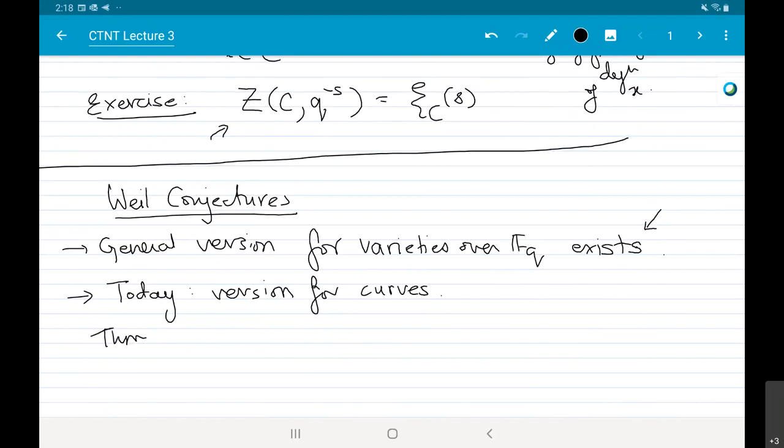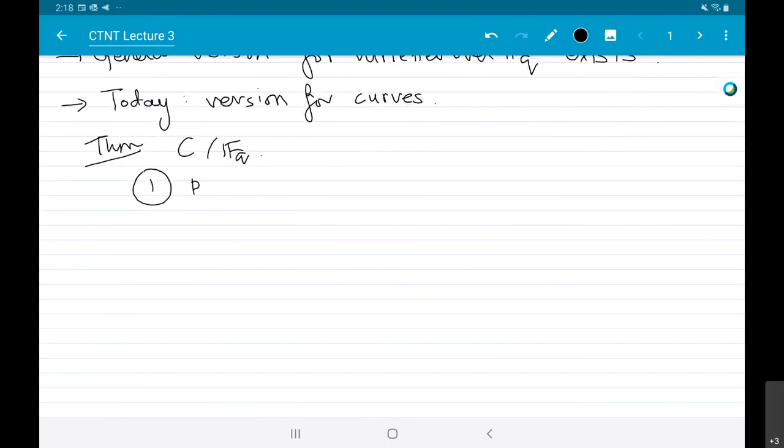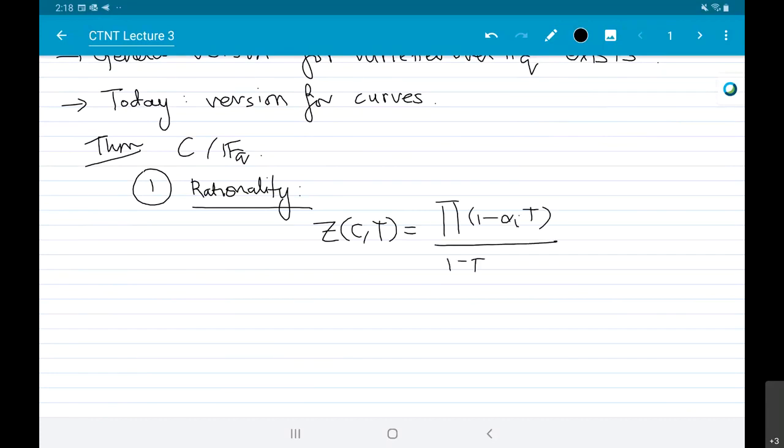Right. So the theorem has three parts. C again is a smooth projective curve over F_q. The first part is called rationality, and that says that the zeta function is actually a rational function. And so Z_C(T) is the product over i from 1 to 2g of (1 - alpha_i T), over (1 - T)(1 - qT). And these alpha_i's are nothing but the Frobenius eigenvalues that we saw. Okay, so this is very cool, right?